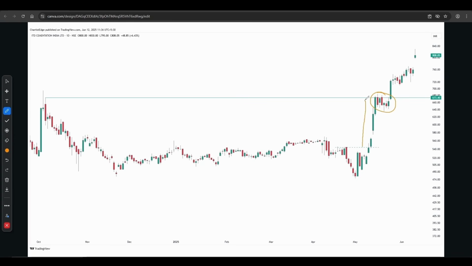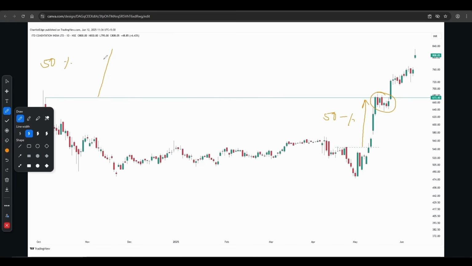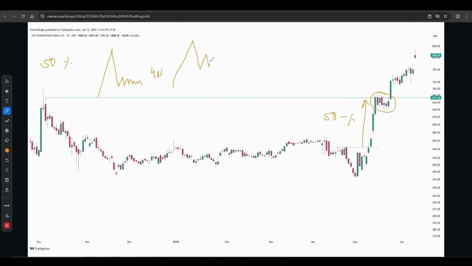Now let's say this was a 50% move. Like we discussed, after a certain kind of move, the price will face selling pressure, which is normal, and what it does next will determine the future of the price structure. Now let's say that every up move is of 50%. After a 50% up move, it went down 40%. This went down 30%. This went down 15%.